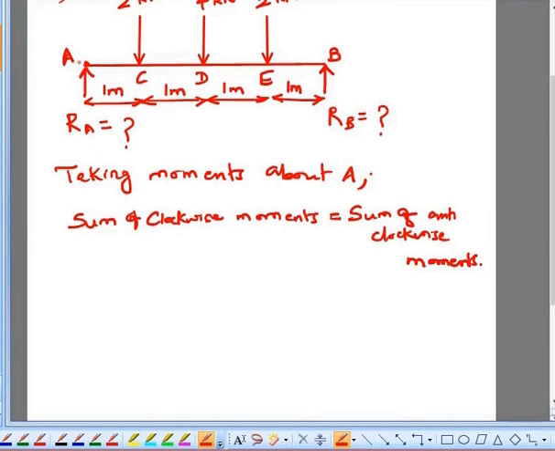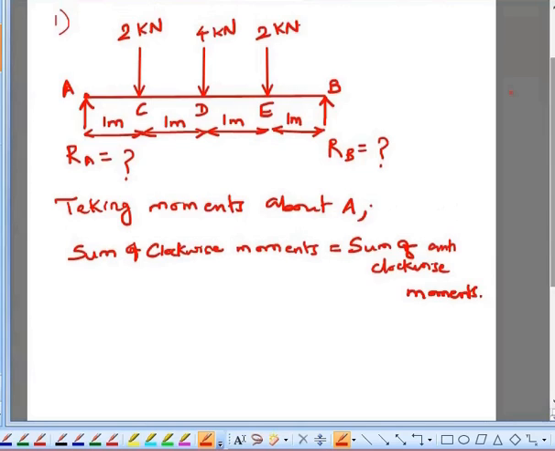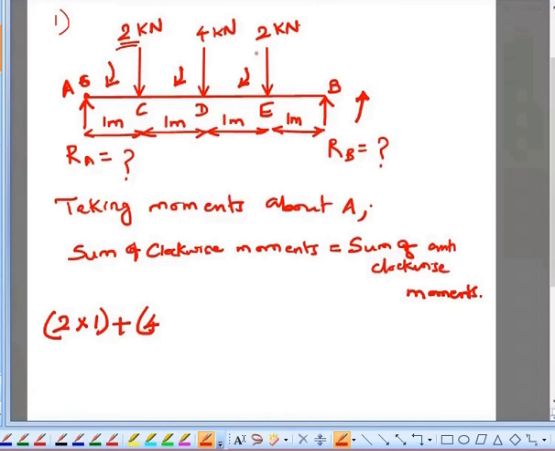So if I am taking the moment about A, what are the forces which will cause the clockwise moment? So this is the point A. Due to the 2 kilonewton force, this will be having a clockwise moment and this will be having a clockwise moment and this will be also having a clockwise moment. Due to this reaction force, we will be having an anti-clockwise moment. So the clockwise moments are 2 kilonewton force into 1 plus 4 kilonewton.